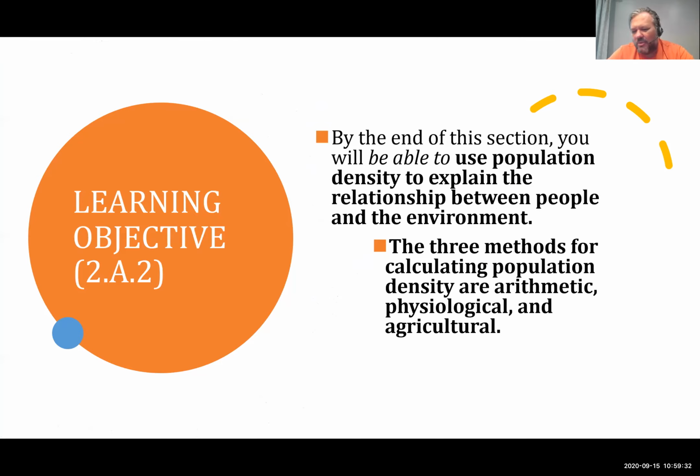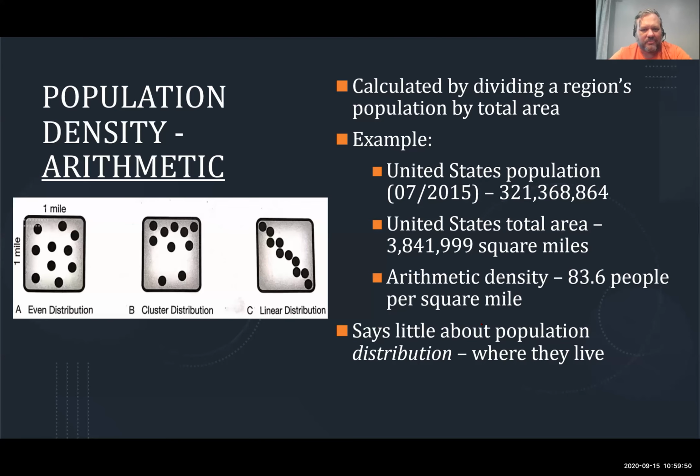Alrighty. So we want to look at, this is the next section and last one for this video. We want to look at a couple of different ways of calculating density. All right, and so there's going to be three types. There's going to be arithmetic density, physiological density, and agricultural density. So arithmetic density, it's a very simple measure. It just says how many people are living there and divide that by the area.